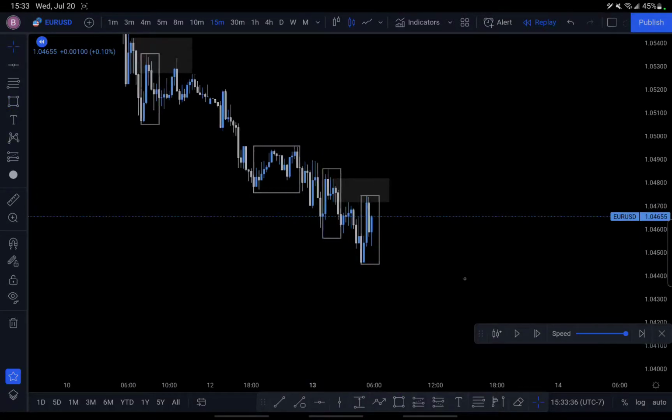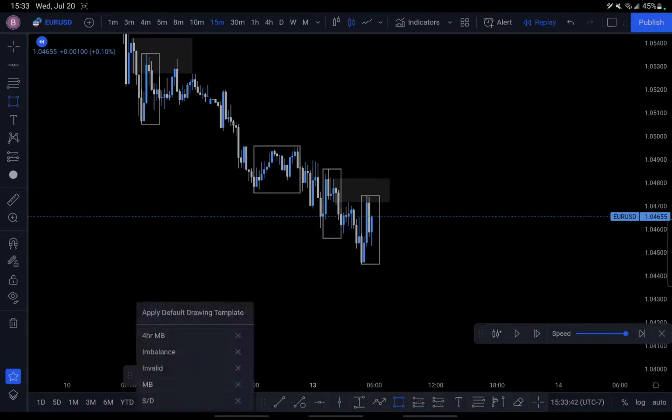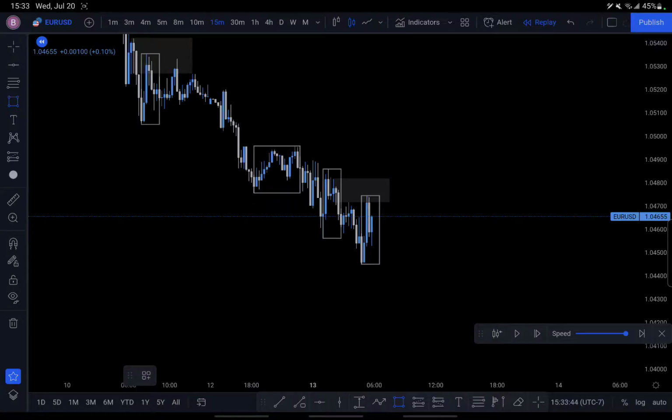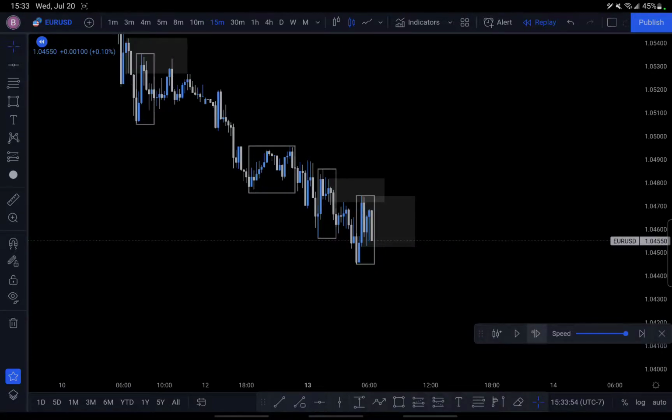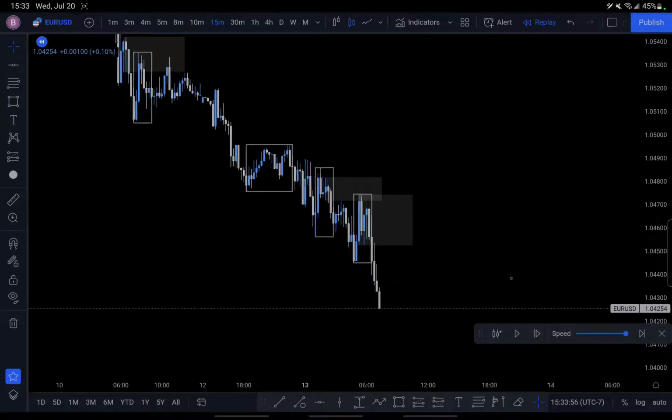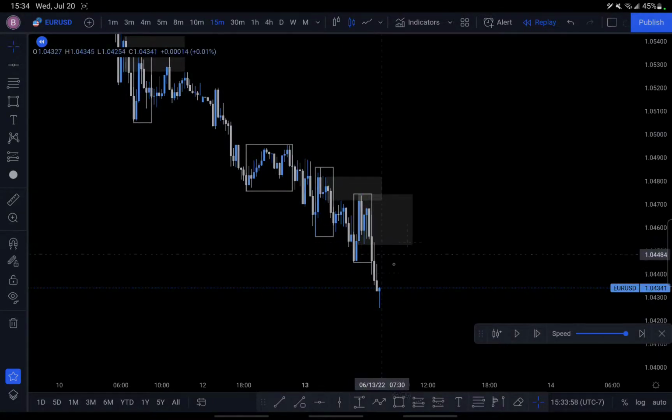Okay, we also created a new supply zone here, so let's go ahead and mark that up. So here we have a new supply zone. Okay, hasn't been validated yet. Okay, price broke through, validating it, testing the supply zone in there.